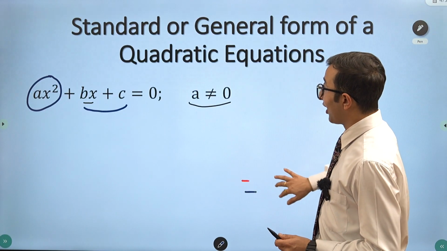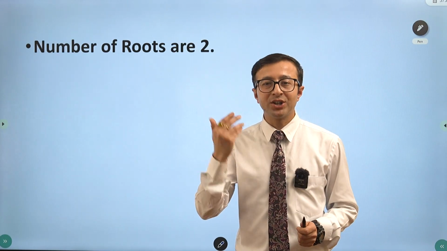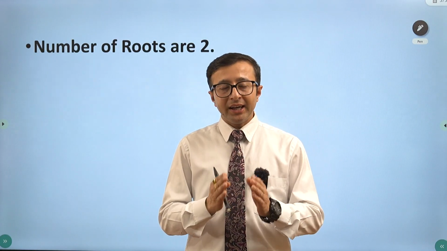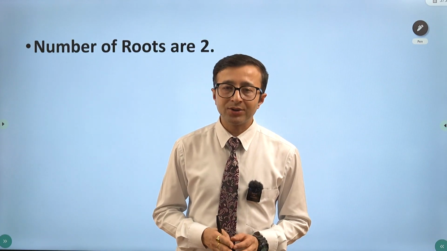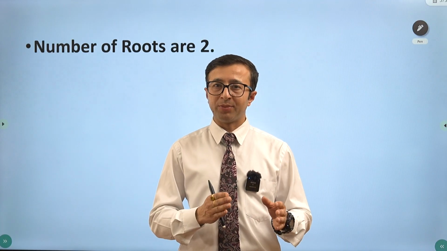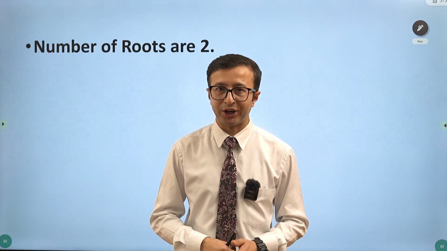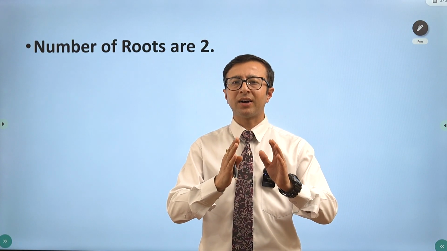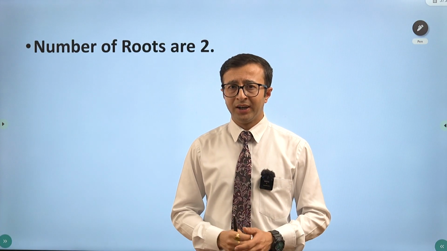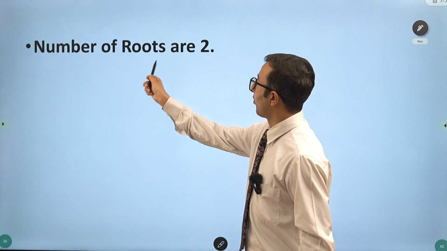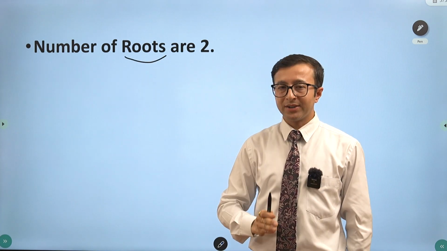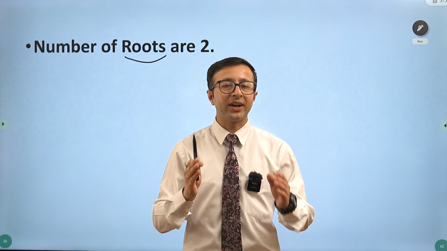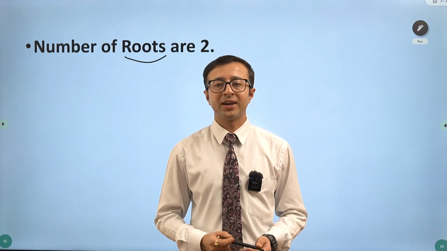Now we'll talk about the number of zeros, as in the case of polynomials. But listen to one thing. In case of a polynomial, the value or values of the variable which make the polynomial 0 are known as the zeros of the polynomial. But in case of equations, which actually have similar meanings, we use the word roots. Roots means the value or values of the variable or variables of an equation which satisfy the given equation.